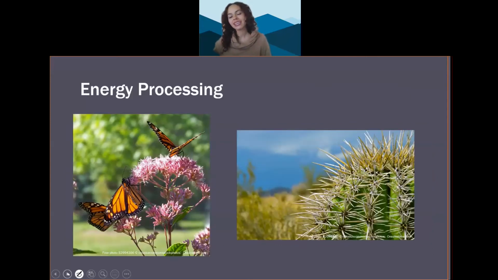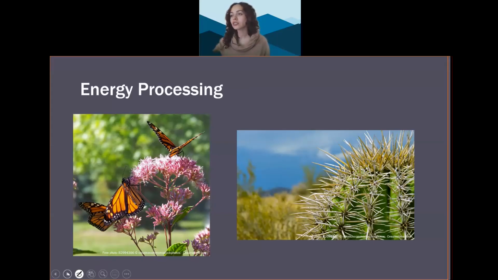The next property is energy processing. All living things need to take in energy to power their daily activities. Butterflies drink nectar for energy, and I eat broccoli, and a cactus soaks up energy from the sun. All living things take in energy and process it so that it can be used to power their activity.